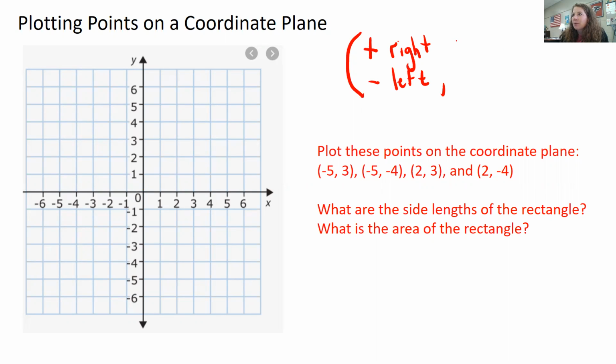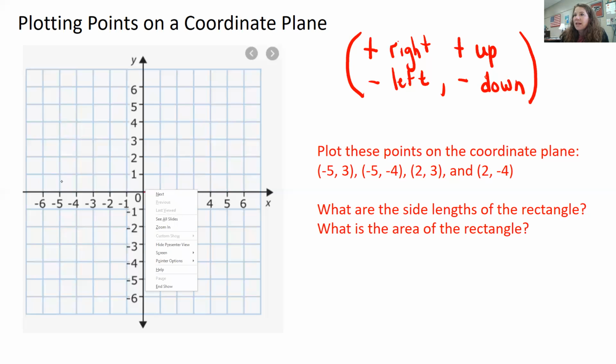And then the second number, if it's positive, you're going to go up on the coordinate plane. And if it's negative, you go down. And that's how you plot points on a coordinate plane. So let's look at this first ordered pair. Negative 5, 3, that means start at the origin, go left 5 and up 3. 1, 2, 3, and I'm going to put a dot right there.